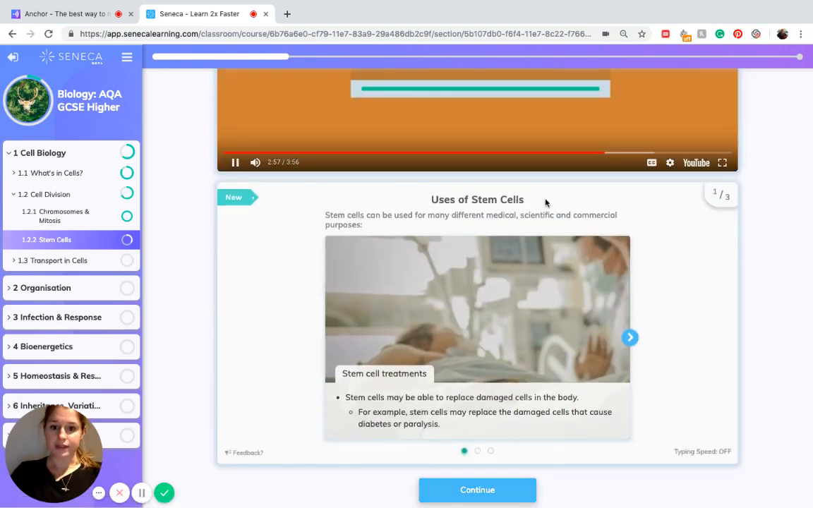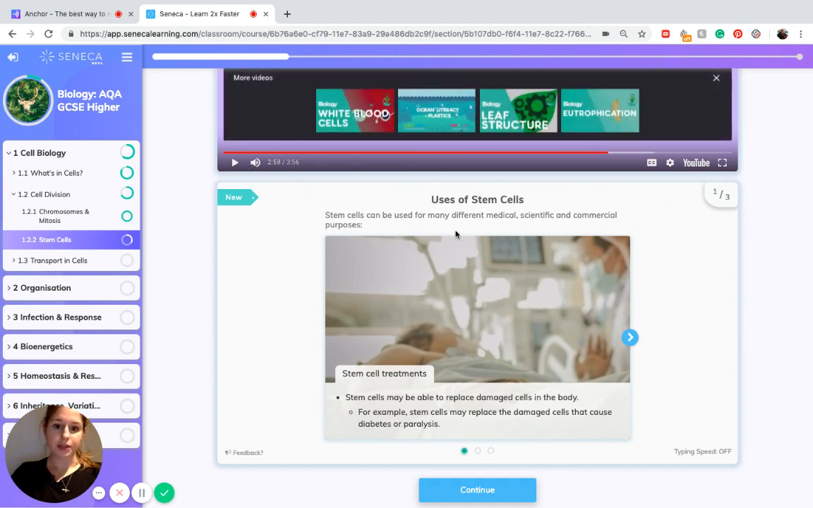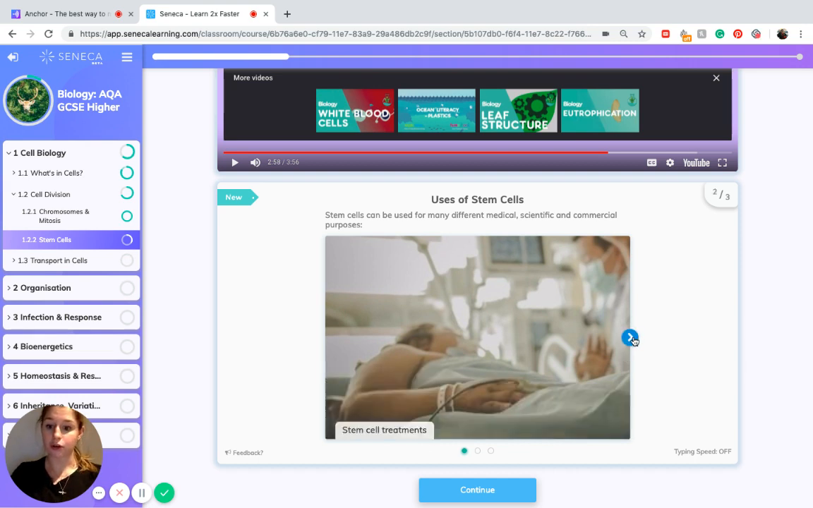So what are the uses of stem cells? Stem cells can be used for many different medical, scientific, and commercial purposes. Stem cells may be able to replace damaged cells in the body in a medical treatment. For example, stem cells may replace the damaged cells that cause diabetes or paralysis. Paralysis is when part of your body you can no longer move.